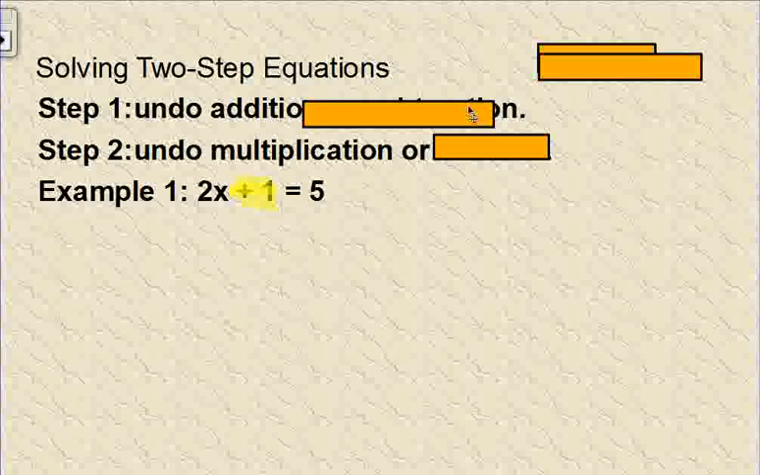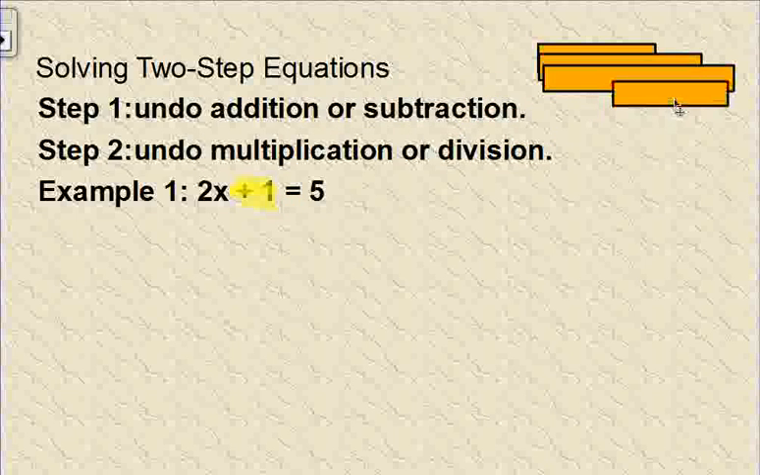Step 2 in solving two-step equations is to undo multiplication or division. At this point, I'd like you to pause the movie, copy down the title Solving Two-Step Equations, and write down step 1 and step 2 into your notes so that you have these steps to follow as you work through the problems.